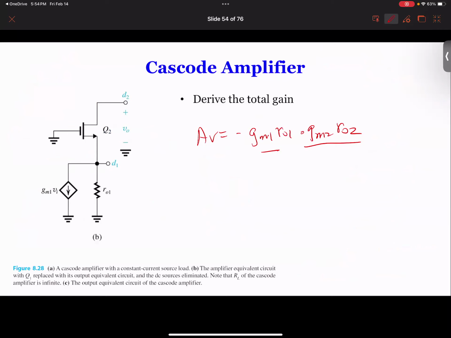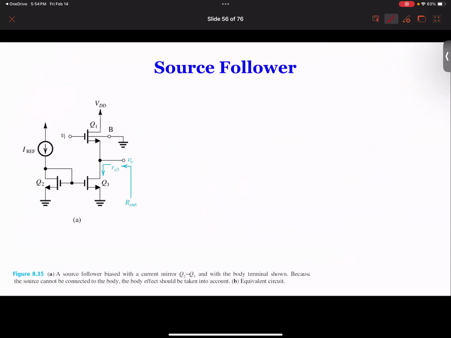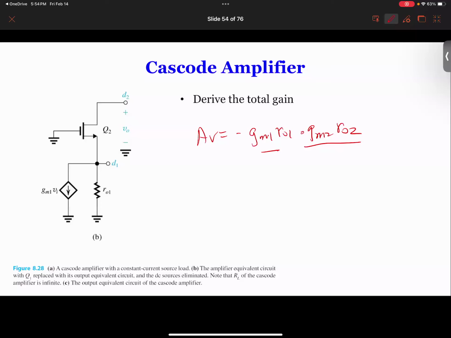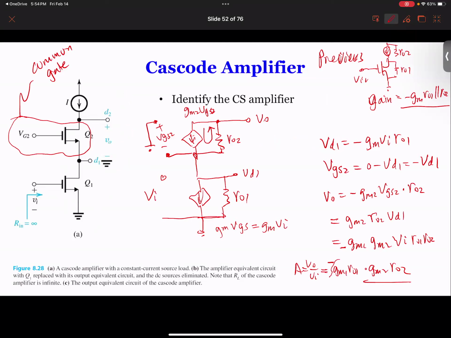So what we're saying is we have AV, which increased quite a bit. So now we're going to do another example. Look at this source follower. I just want to make sure that we compare the same thing. So the input is over here. This is a common source amplifier because Q2 is like another stage of amplification. The input one is a common source amplifier.